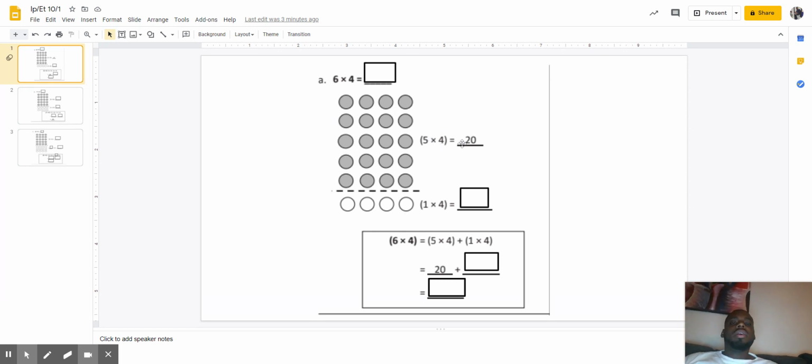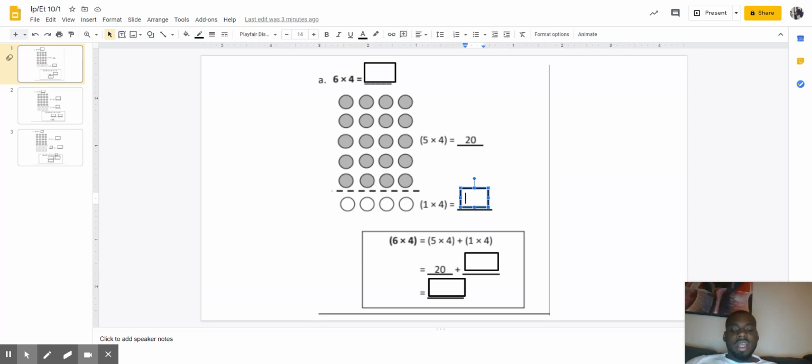equals 20. 5, 10, 15, 20. We stopped at 4. Now it's 1 times 4. 1 times any number is itself. Say it with me. 1 times any number is itself. So 1 times 4 equals 4.